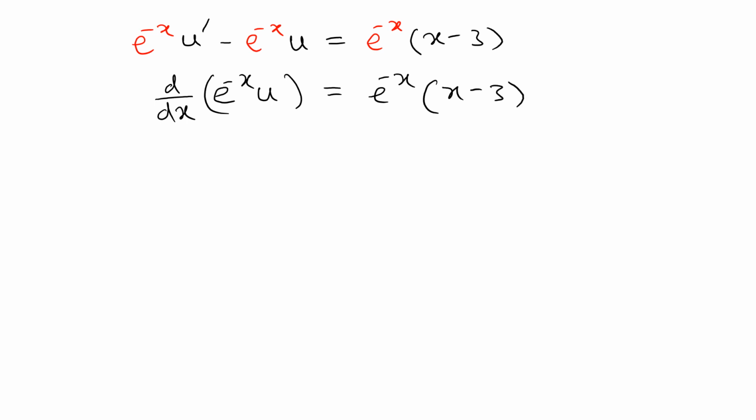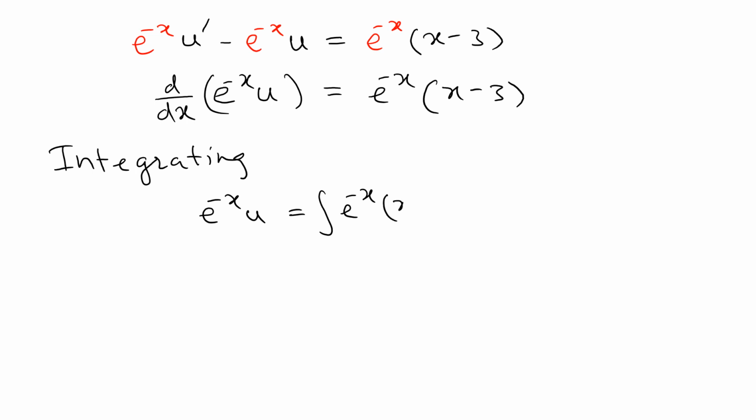Now we can integrate. The derivative is going to cancel out, so you get e to the negative x times u on this side, and on the other side you have the integral of e to the negative x times (x minus 3) dx. You know that this is an integration by parts problem. For that we use a shortcut, the DI method, and if you don't know the DI method, you can find the link in the description.